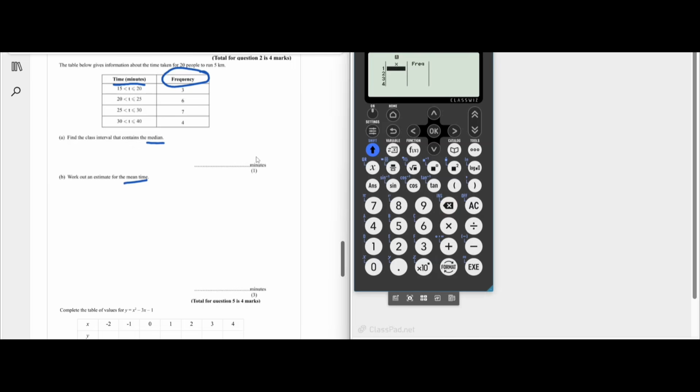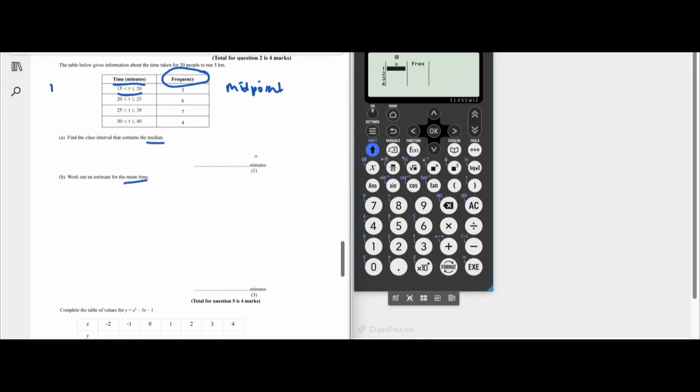Now, the problem is I can't type this 15 to 20. Okay, sometimes you won't have an interval. It'll just be a number, so you can type that straight in. But if you've got an interval like this, you have to find the midpoint, and that's what you put into your calculator, because you can't put an interval in.